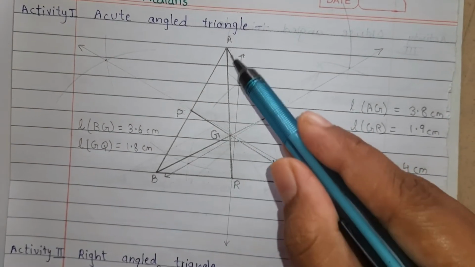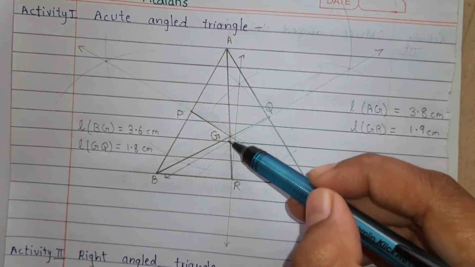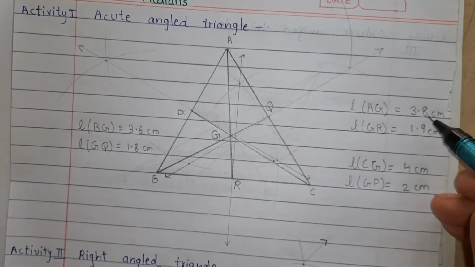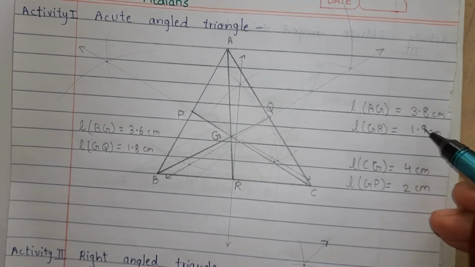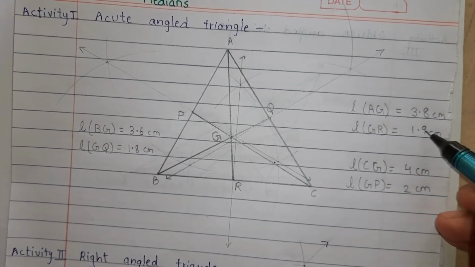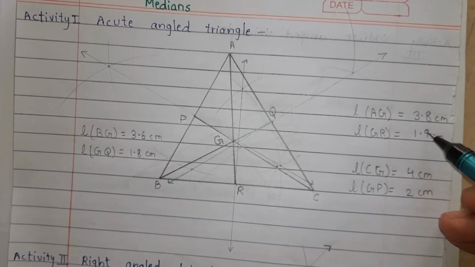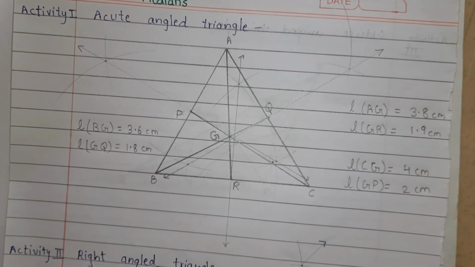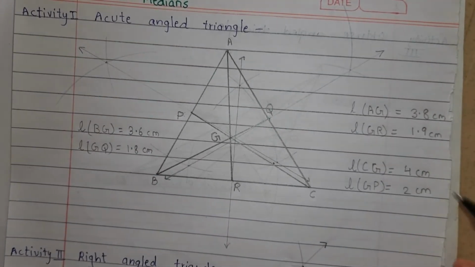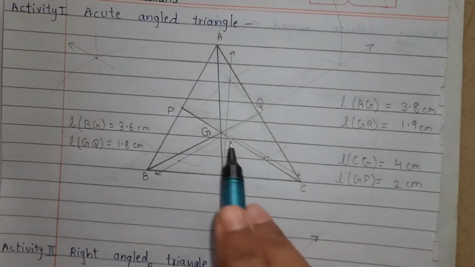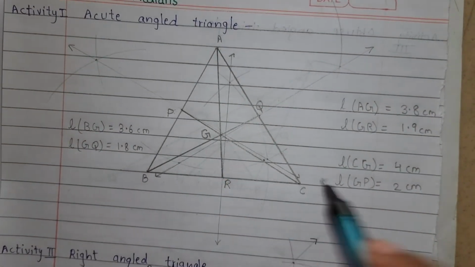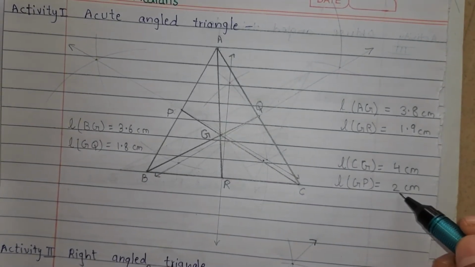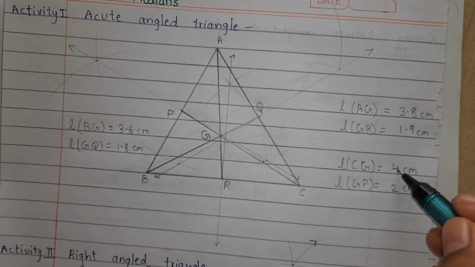AG और GR ये एक ही मीडियन के दो पार्ट्स हैं जो ये पॉइंट G के कारण बने हैं, सेंट्रॉइड के कारण बने हैं. तो ये दो पार्ट्स जब हमने measure किए, when we measured the length, what do you observe here, that 3.8 is double the 1.9. 1.9 को जब हम डबल करते हैं तो 3.8 मिलता है. Here 4 and 2, CG and GP, एक ही मीडियन के दो पार्ट्स हैं. इन दो पार्ट्स में भी वही रिलेशन है, 2 का डबल होता है 4.